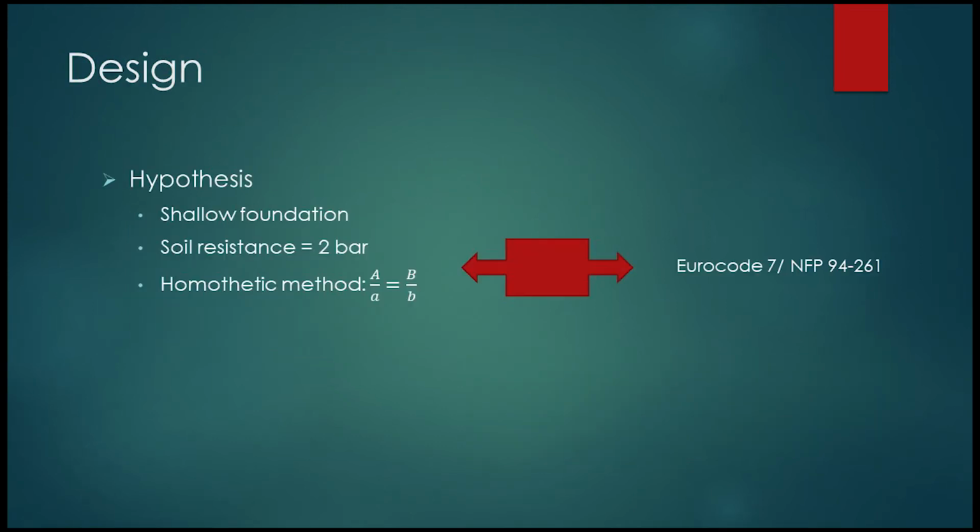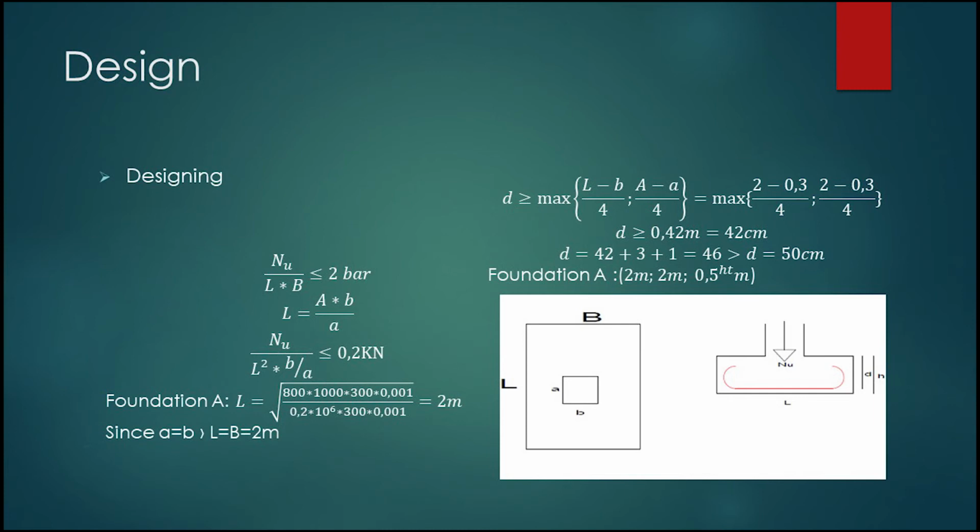To design the 3 foundations, we established our calculations by applying the major hypotheses. First, that we are designing shallow foundations. Second, the soil resistance equals 2 bar. Third, we applied the homothetic method in order to determine the length and the width of the foundations, with Nu representing the force applied to each column. Since each column is square in shape, the same thing applied to the foundations.